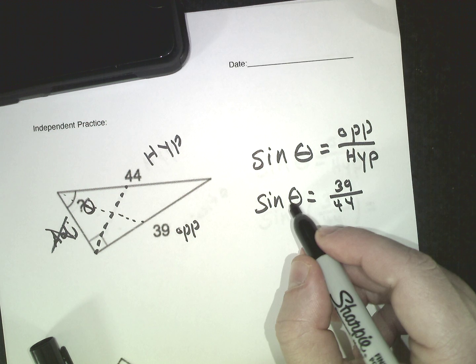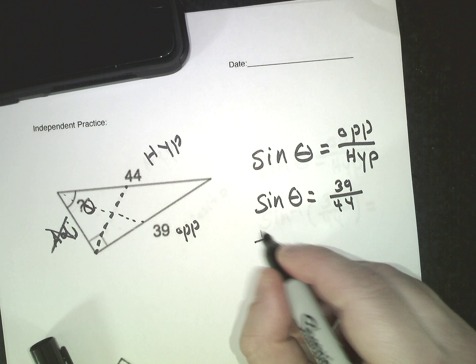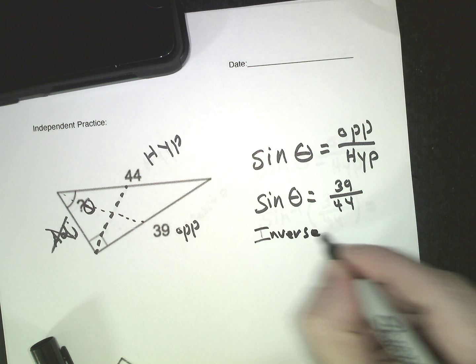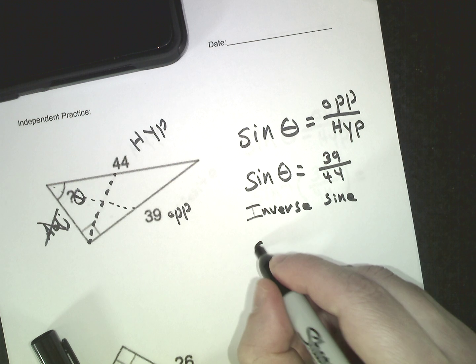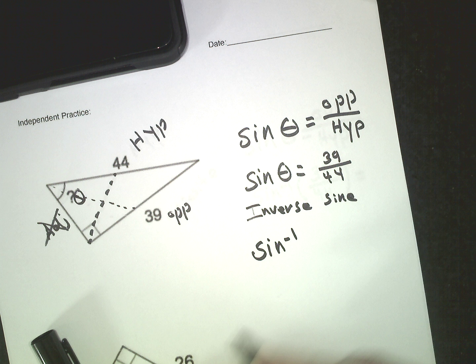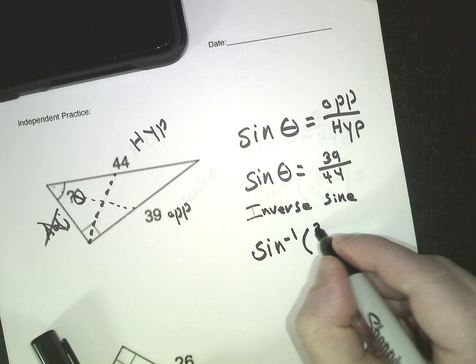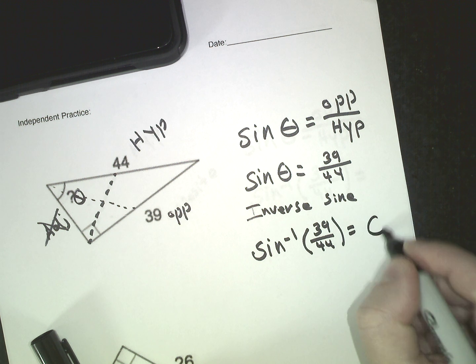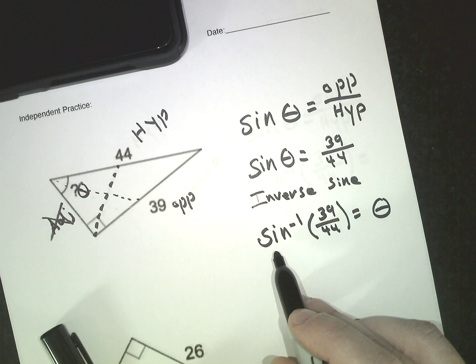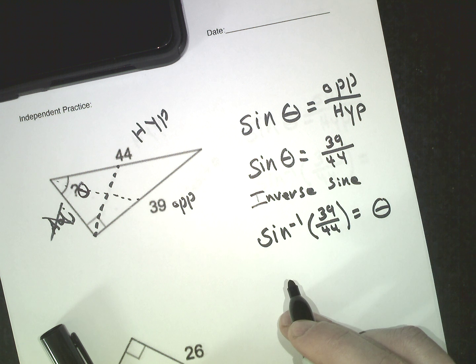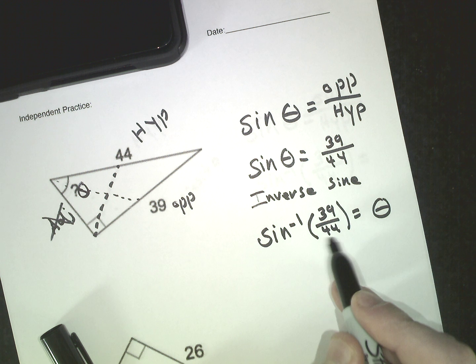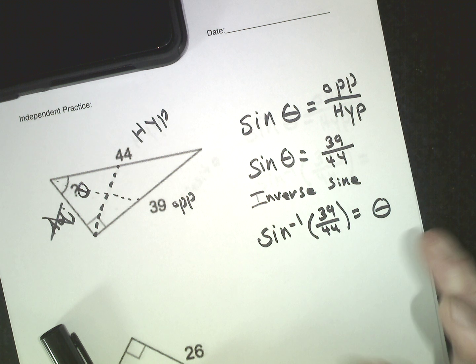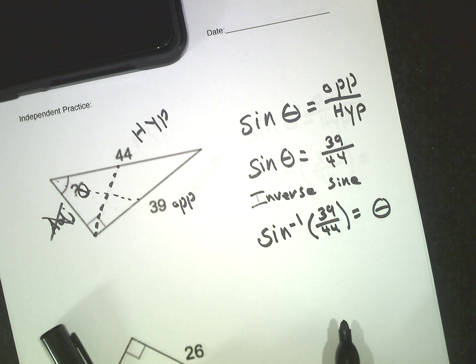Now, of course, since we want to find this, we have to use the inverse sine. Inverse sine means we're doing sine -1 of 39 over 44. If you're using the Texas Instruments calculator, remember how we did it there. We hit second, we hit sine, we got that symbol, we put in 39 divided by 44, hit enter, and got our number. Let's do it on the iPhone calculator.